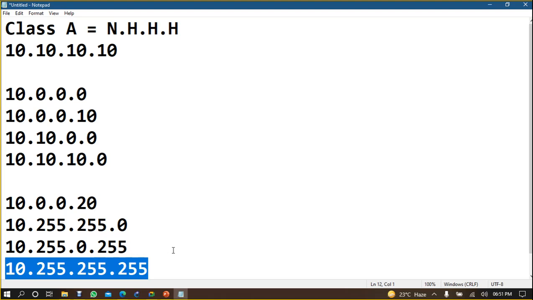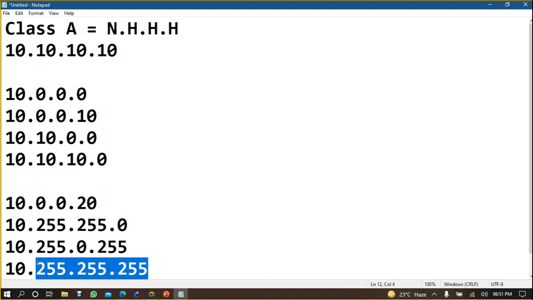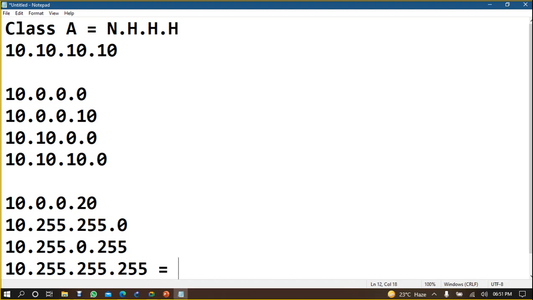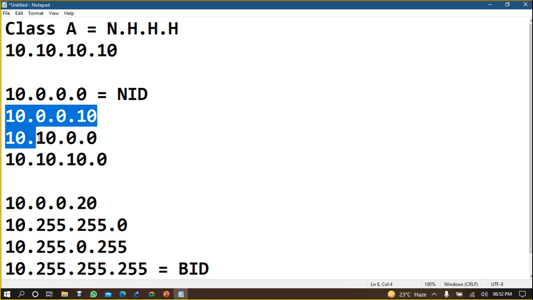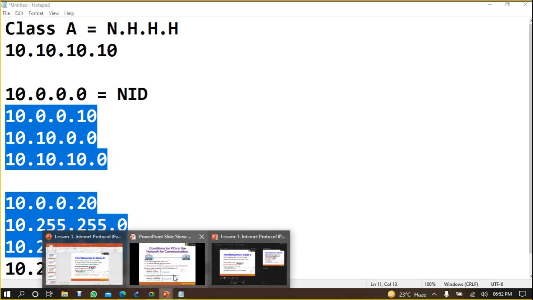No, no, no, it's not good. Because it's in the host part, in all host part we cannot use 255.255. This is the broadcast IP, and this is the network ID. After that, whatever IP address is there, all is okay, no problem.